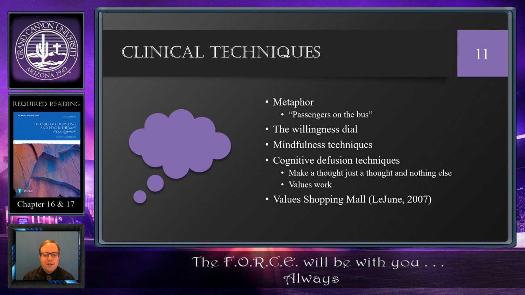Also, the willingness dial on a scale of 1 to 100. How willing are you to make a certain decision? What would it take to make you more willing? What would have to happen for you to be less willing? This is a really good way, sort of like how scaling questions work in solution-focused counseling, to get the client to understand that they have agency in their situation and that it's their choice whether to accept their surroundings or reject them and stay entrapped by them.